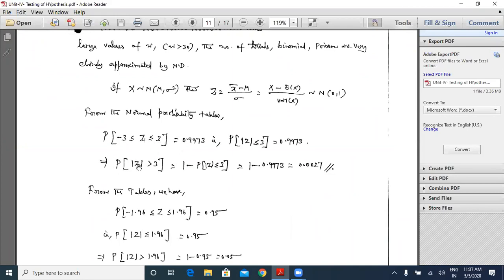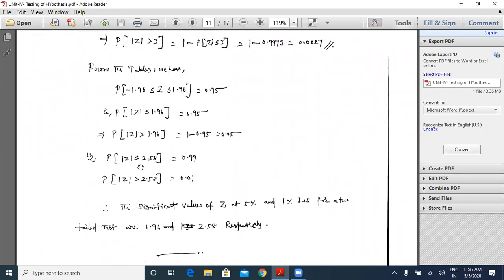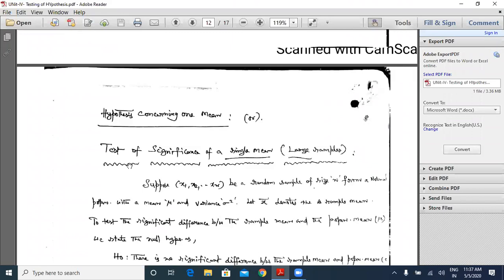This can be written as probability of modulus of z greater than 3, which is 1 minus probability of modulus of z less than or equal to 3, 1 minus 0.9973, so 0.0027 is left on the tails. The maximum area lies in between, 99.73 percent, that is 0.9973. So these are not necessary.